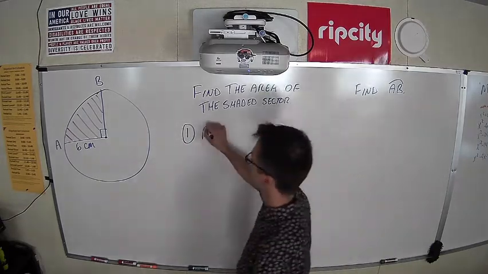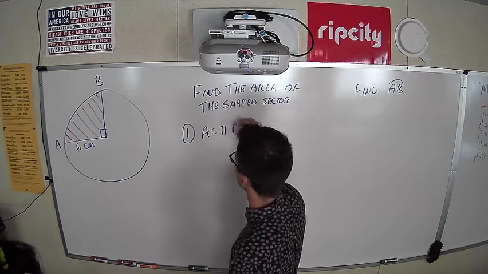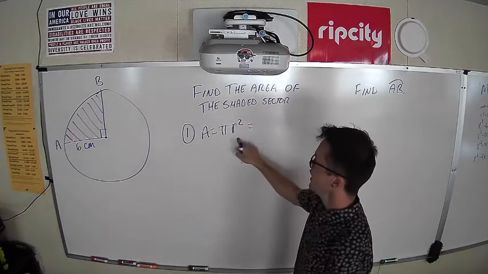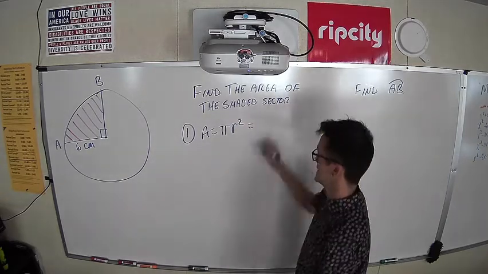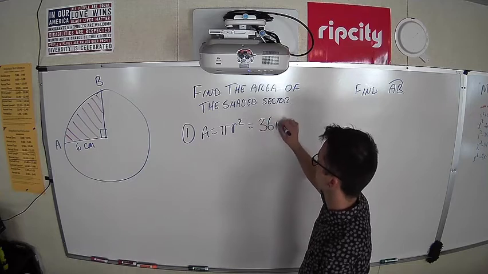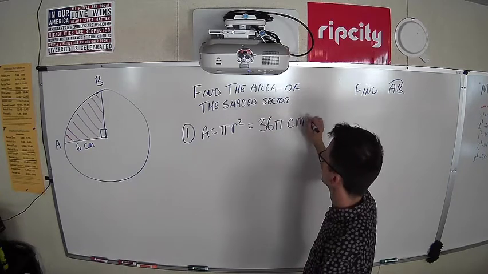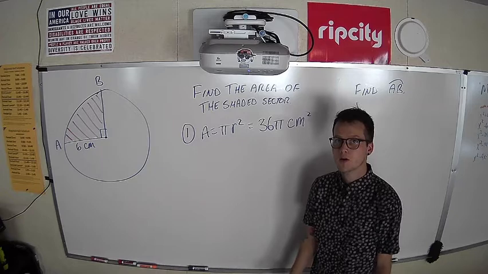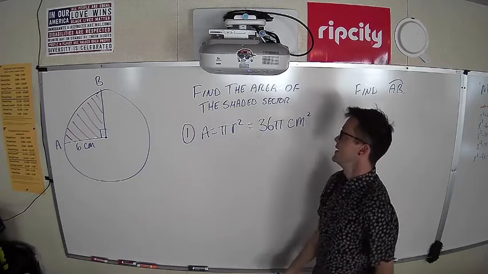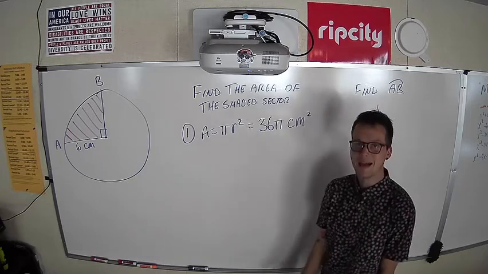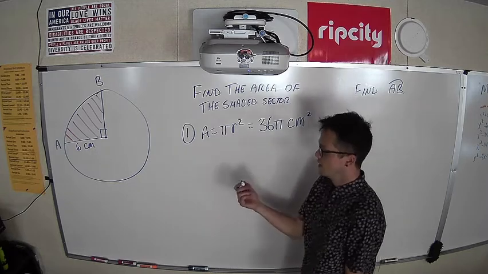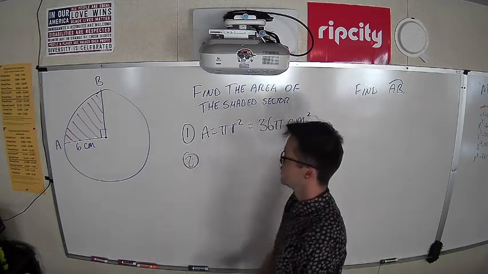We know that the area of a circle is pi times r squared. For us, we know that our radius is 6. So the area of this thing is 36 pi centimeters squared. Cool. But we were asked to find the area of the shaded sector, not of the whole entire thing. So that's where we dive into step 2 here.